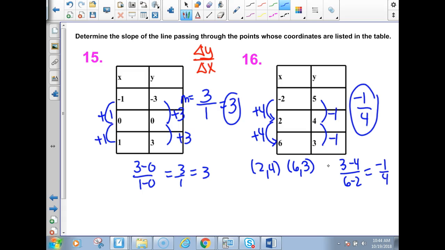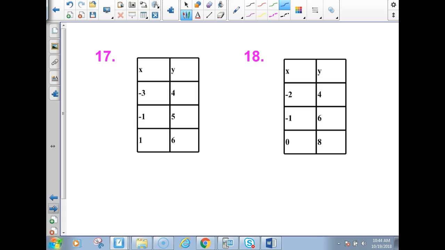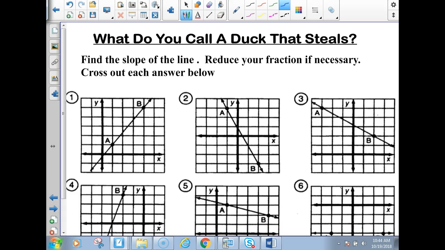Any questions about how to do it with the grids? All right, so then you've got a couple more to do. And then I want you to flip it over for a second. Let me talk to you about the duck that steals. I'm just showing you how to get the worksheet done. And then I can stop recording and let you work and help you.